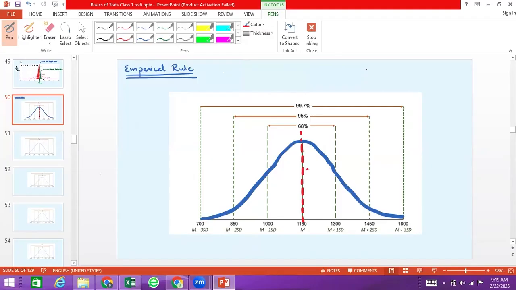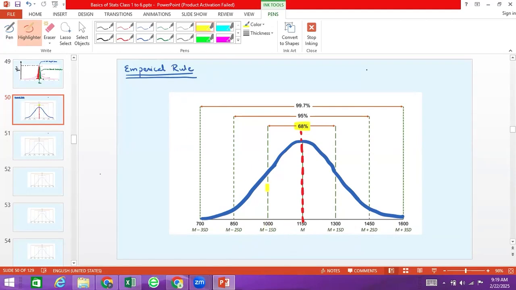So it is a bell-shaped curve. It is symmetric around the mean. So it is a normal distribution. Now, what are the properties of normal distribution? The first property of normal distribution is that 68% of the data of any normal distribution will be present within plus minus one standard deviation.